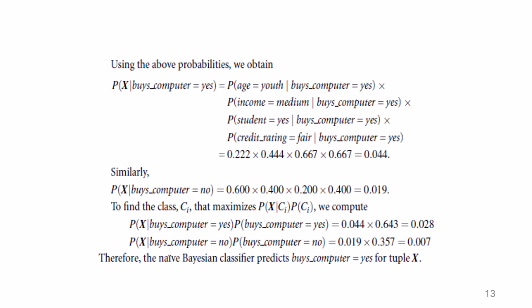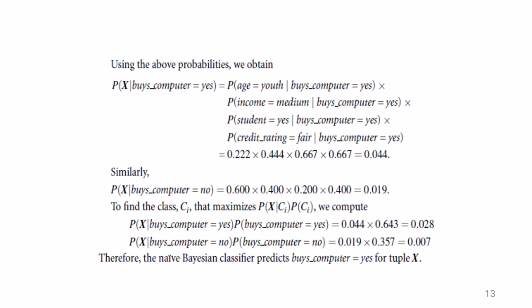Using the above probabilities, we can obtain the probability of X. For the given new data tuple X, with buys computer equals yes, the values we have arrived at are 0.222 for youth, 0.444 for medium, 0.667 for student, and 0.667 for credit rating. The product of these is 0.044.